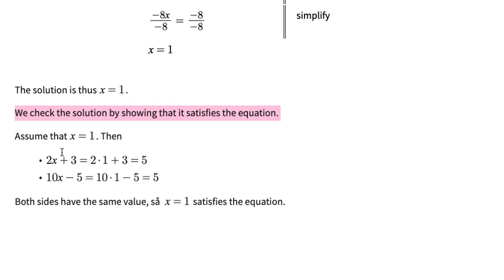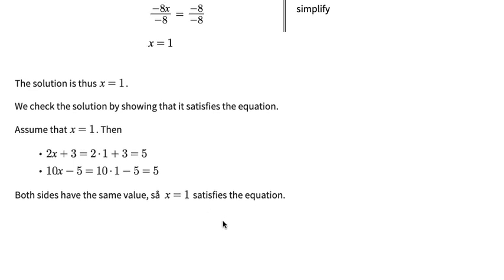So if x = 1, then we see that 2 times x plus 3, substituting x = 1, gives us 2 times 1 plus 3, that's 5 on the left hand side, and on the right hand side we get 10x - 5, with x = 1, we get 10 - 5, which is 5. So both left and right hand side have the same value, so x = 1 does satisfy the equation.